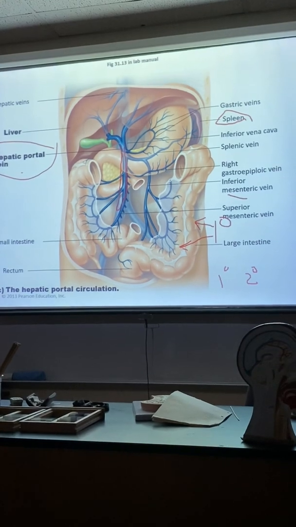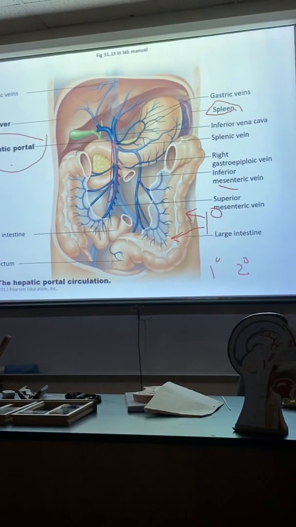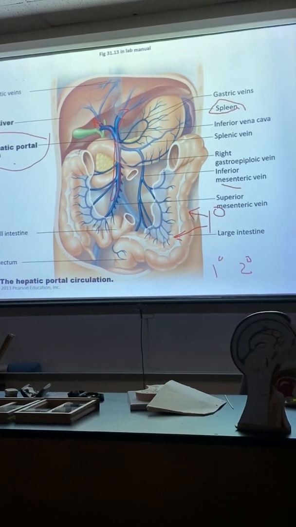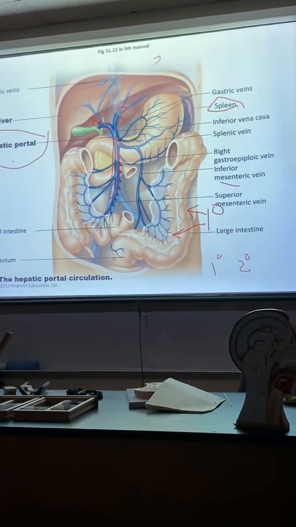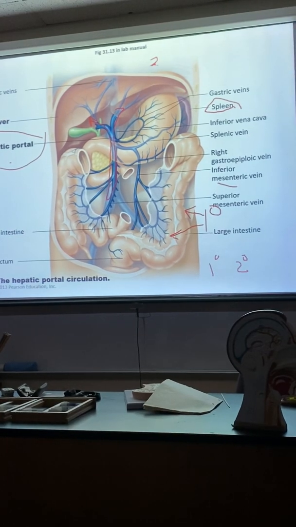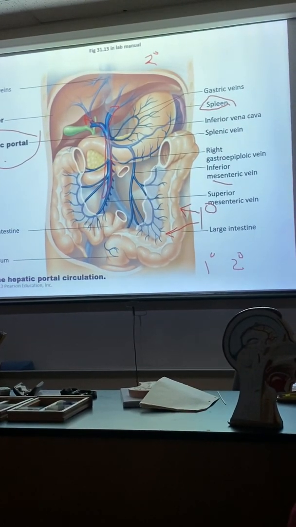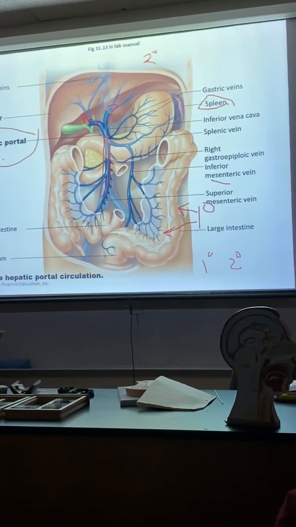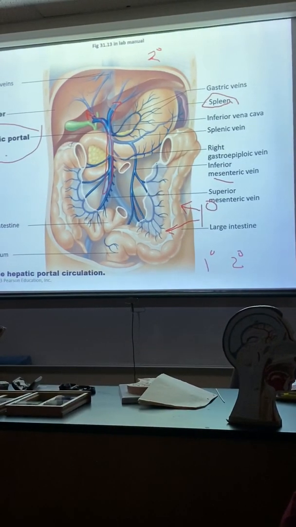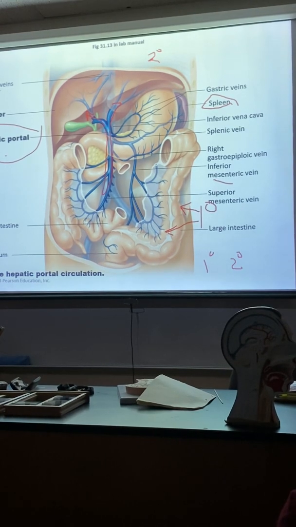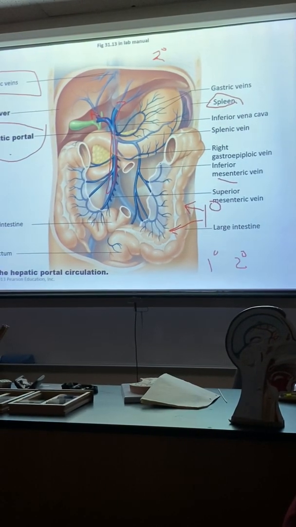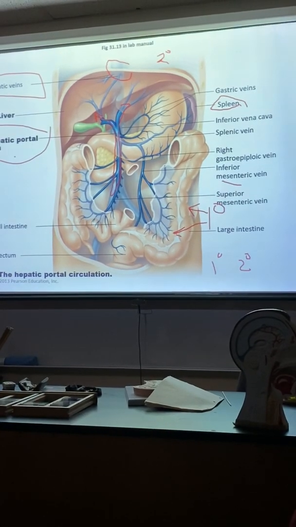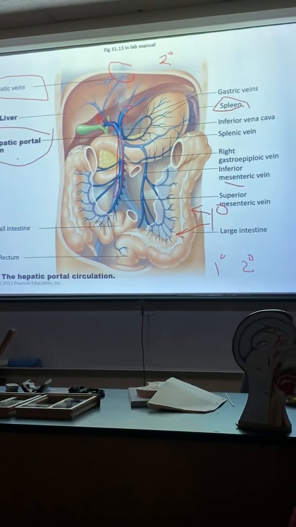That hepatic portal vein enters at the base of the liver, and then it will branch and branch to form the secondary capillary bed. There we go, 2. Secondary capillary bed, and then they will merge together, finally forming hepatic veins, and the hepatic veins drain into the inferior vena cava. So you have 2 separate large veins associated with the liver.